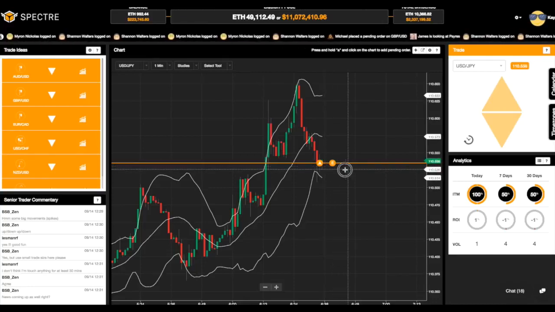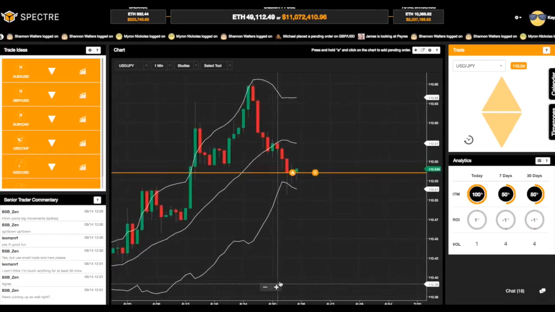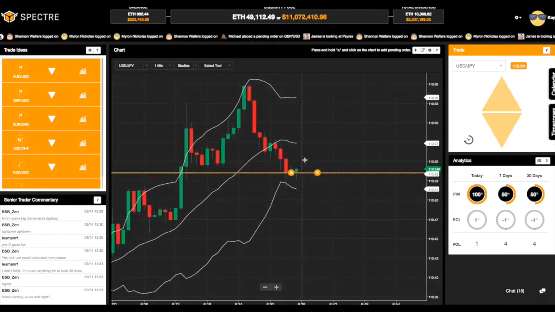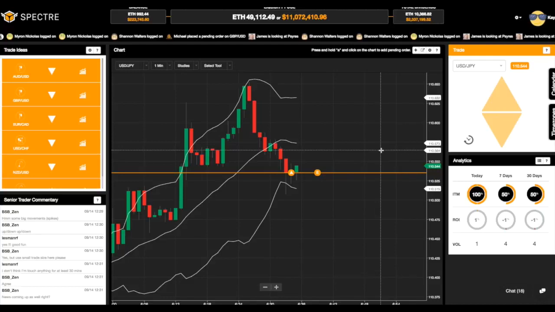So let's track this trade. We can see it here. You can see the live market price. This is what I love about Spectre. It's so visual. It's so easy.